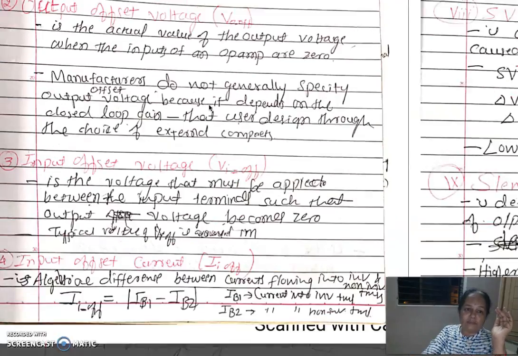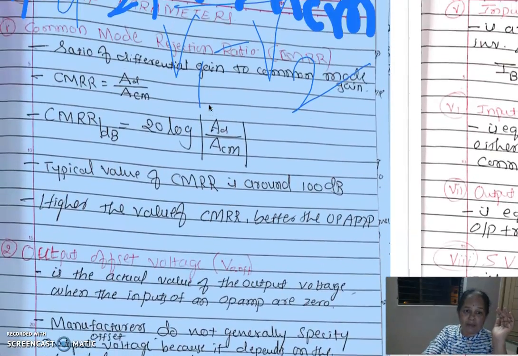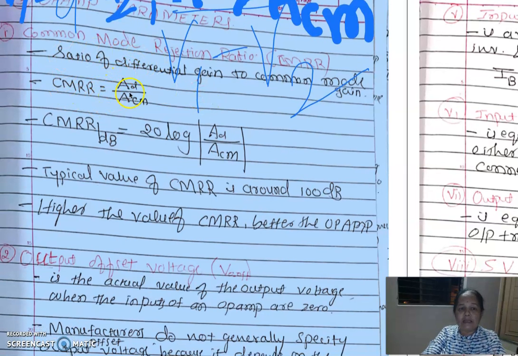The first one is CMRR. CMRR is the ratio of differential gain to common mode gain. It is equal to AD divided by ACM. If you want to express it in dB, take the magnitude of this ratio and multiply by 20 log. CMRR is a dimensionless quantity, and it is expressed in dB just by multiplying by 20 log to base 10.